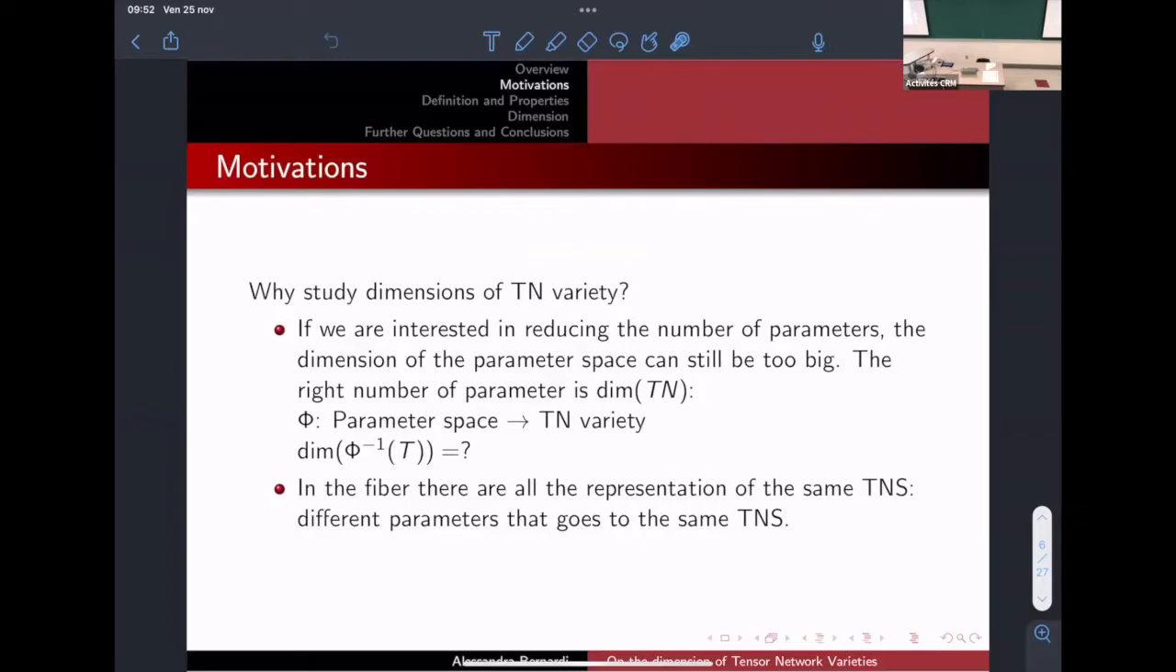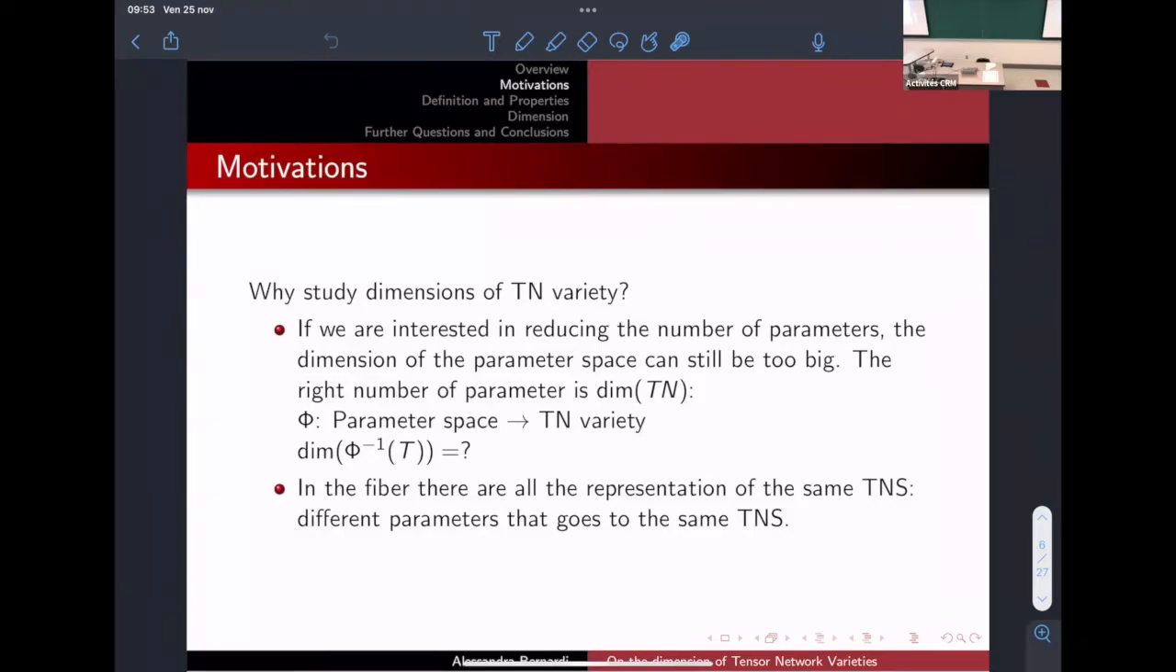And another motivation is that if you go through this and you study the fiber of the parameterization, then what do you see in the fiber? In the fiber, you see all the parameters that give you tensors that are mapped via the tensor network variety to the same tensor network. So you see all the tensors that have the same tensor network representation, but they come from different parameters. Okay, so this is a question that we have seen in this workshop sometimes.